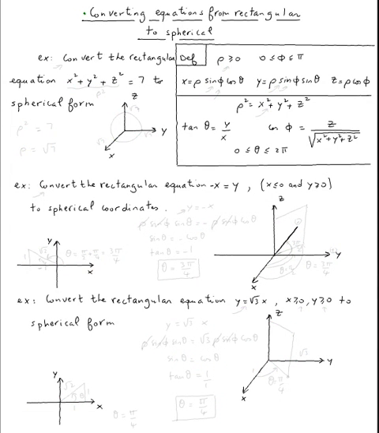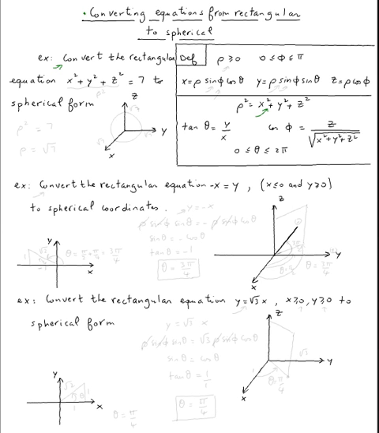Okay, the topic is converting equations from rectangular to spherical. So let's do the first example. Convert the rectangular equation x squared plus y squared plus z squared is equal to 7 to spherical form. So remember, to convert to spherical, in spherical coordinates all you can have is rhos, phis, and thetas. Of course, this is the obvious one.